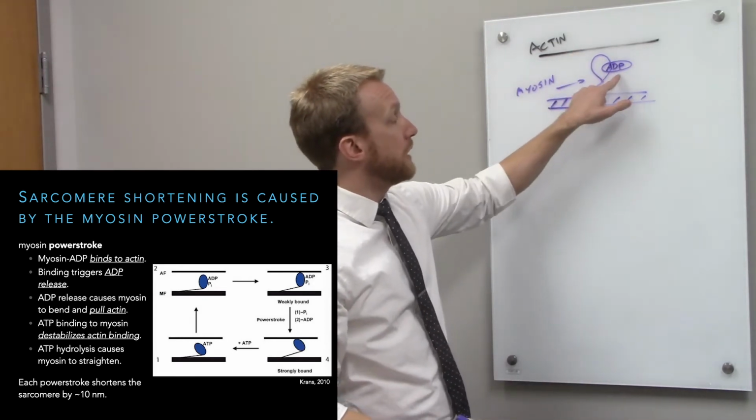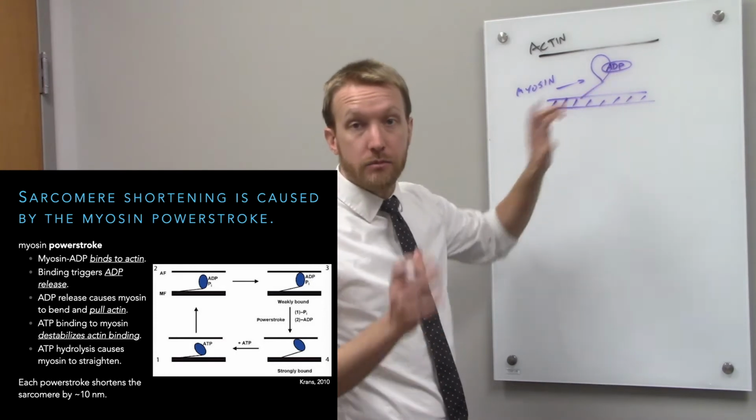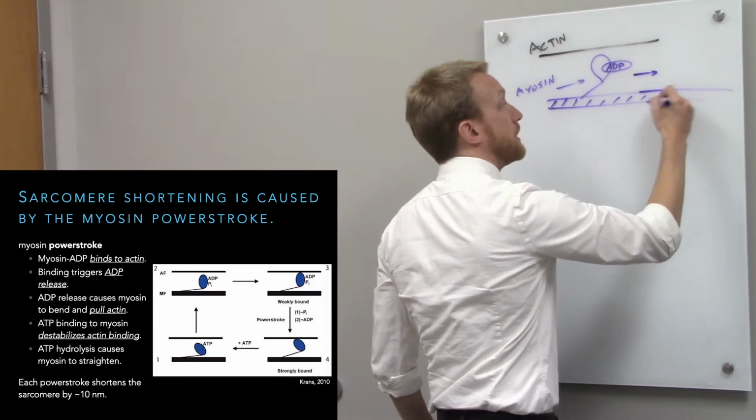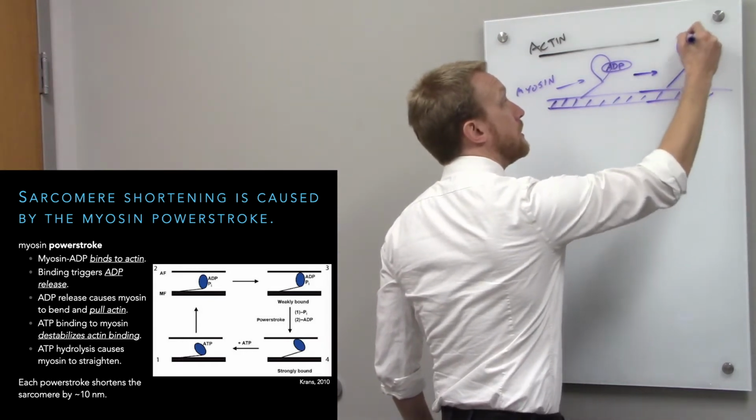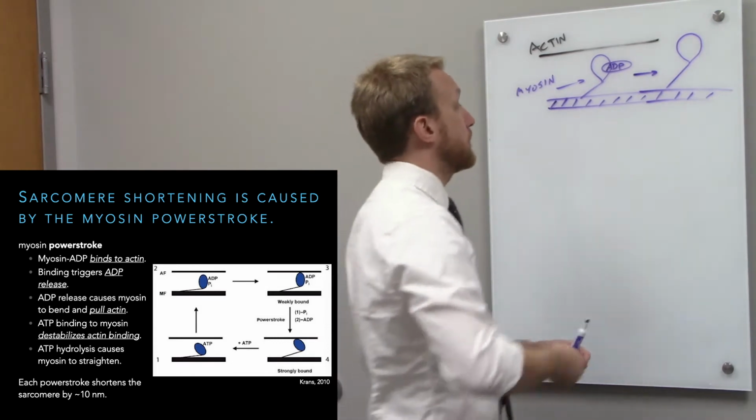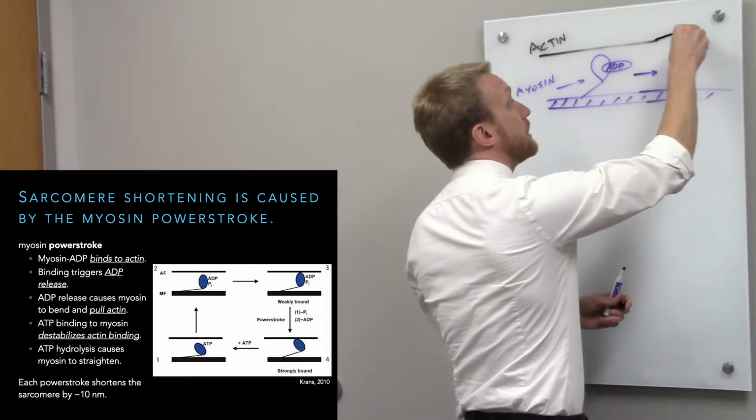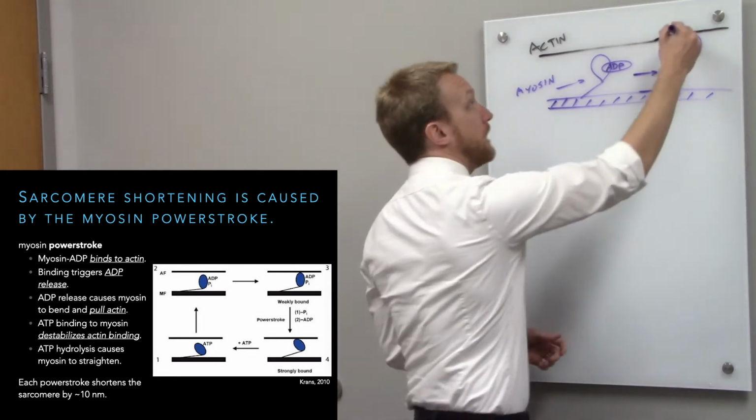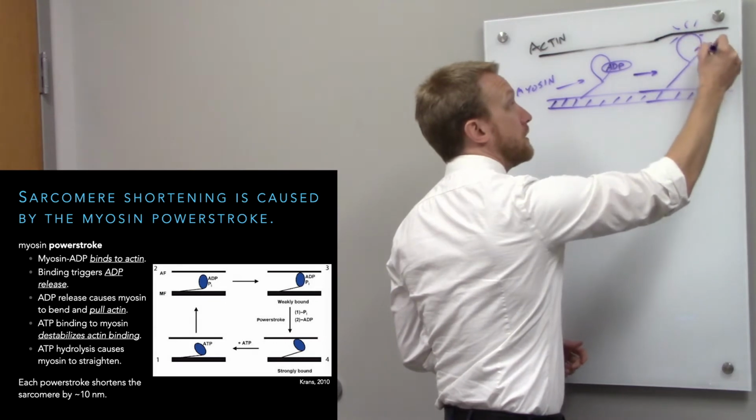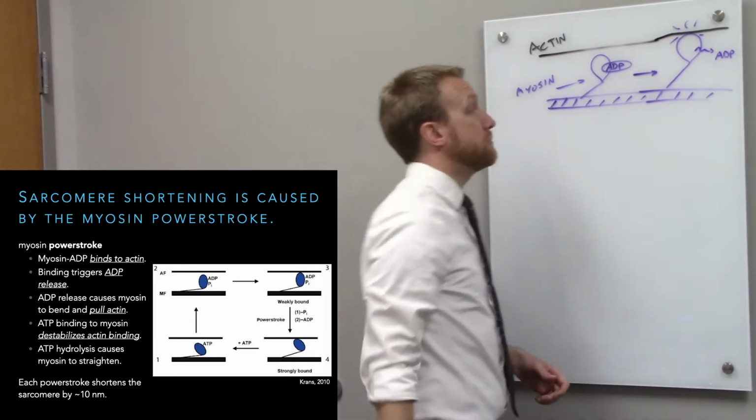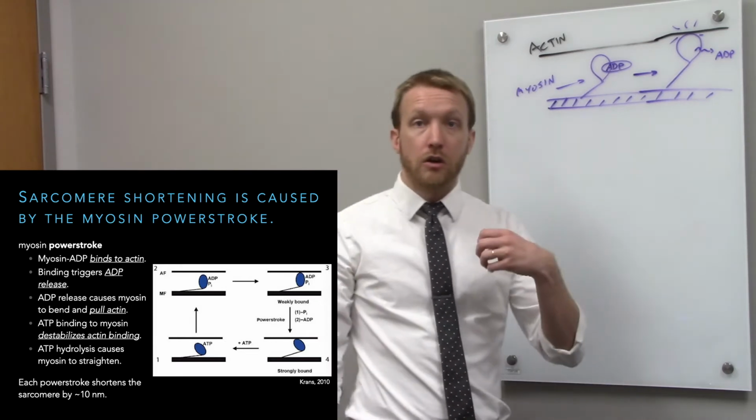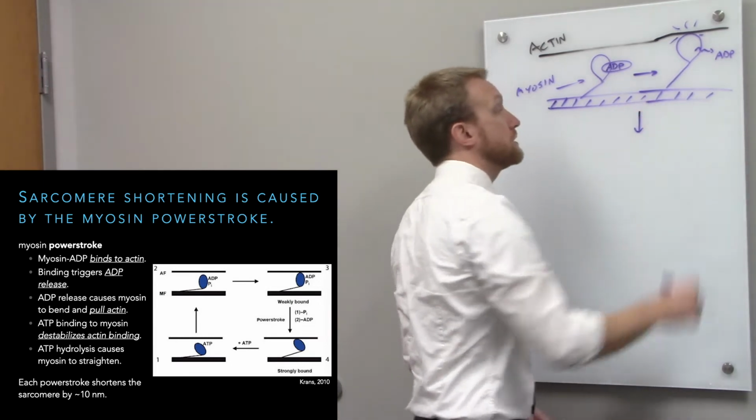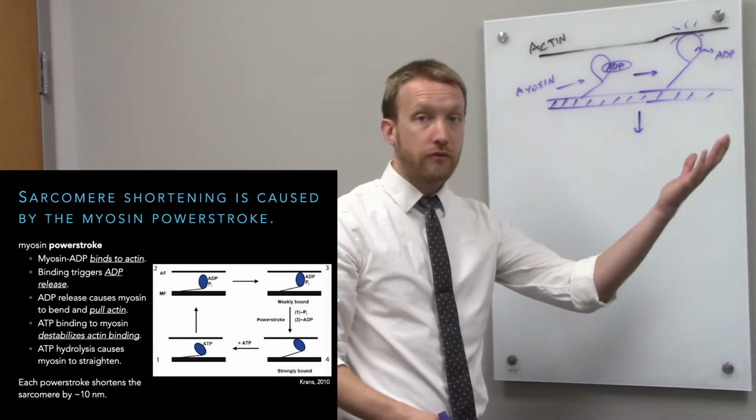So resting myosin is bound to ADP. Remember, it's an ATPase, so it breaks down ATP. The binding event that occurs here, let's just imagine this over time, it's going to destabilize the interaction between myosin and ADP. So myosin can only hold one thing at a time. So when it binds to actin, it has to let go of ADP. When it lets go of ADP, that causes a change in its shape. Instead of being forward, it cocks back.